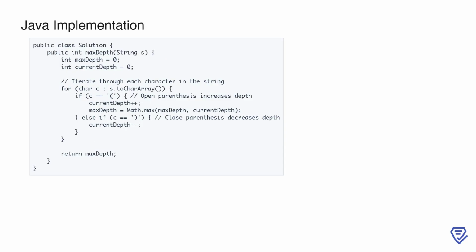This is the Java implementation for LeetCode problem number 1614, maximum nesting depth of the parentheses. The solution mirrors the Python logic, iterating through the input string, increasing the depth for each opening parenthesis, and decreasing it for each closing parenthesis. The maximum depth is updated dynamically. Key differences include Java's type declarations and the use of a for each loop to iterate over the string's characters.